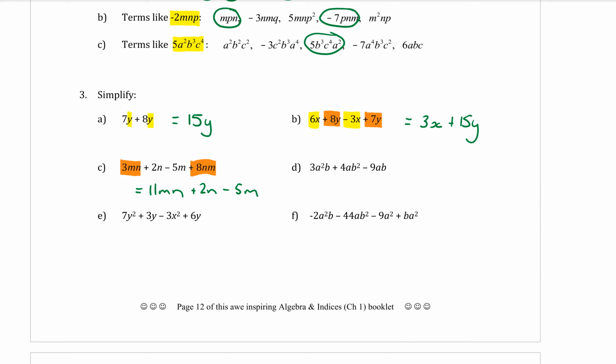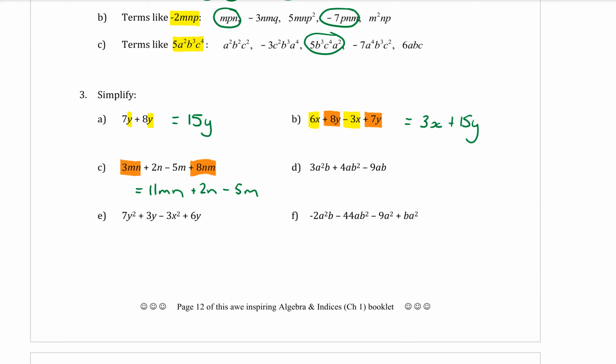D, 3a squared b. Is that a like term to 4ab squared? No, the square's in a different place. What about the 9ab? Doesn't have any squares at all. Are any of them like terms? No, they're actually all different. So I should leave it empty, right?